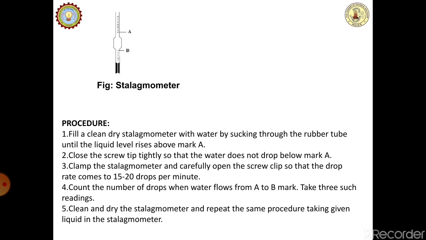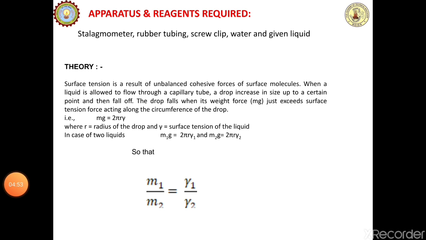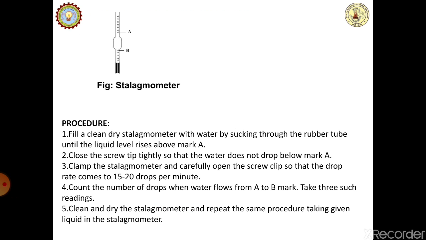Here we use two solutions, and then the equation becomes m1 by m2 is equal to nu 1 by nu 2, where nu 1 and nu 2 are the surface tension of liquid 1 and liquid 2. So this is the stalagmometer. Mark A indicates the level before the liquid falls out, and mark B is the end point where the liquid falls down.